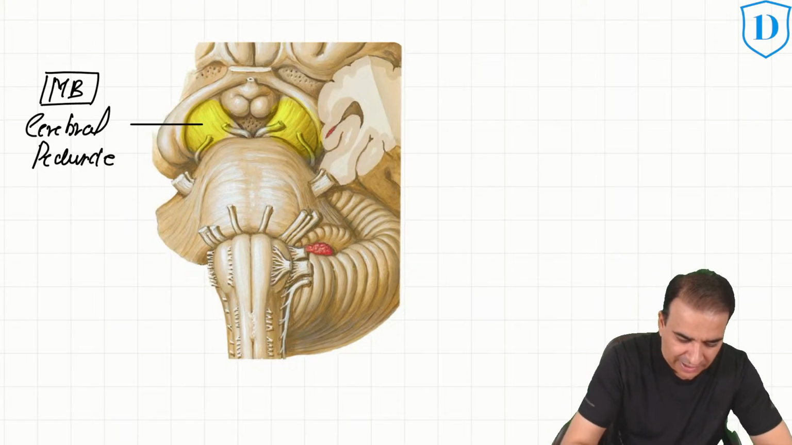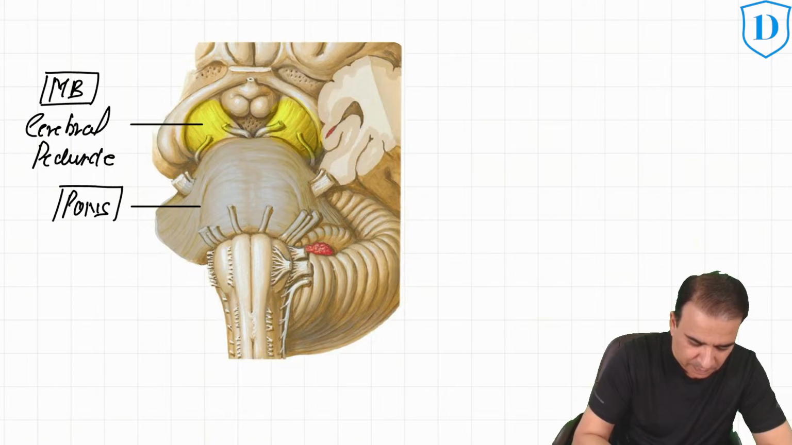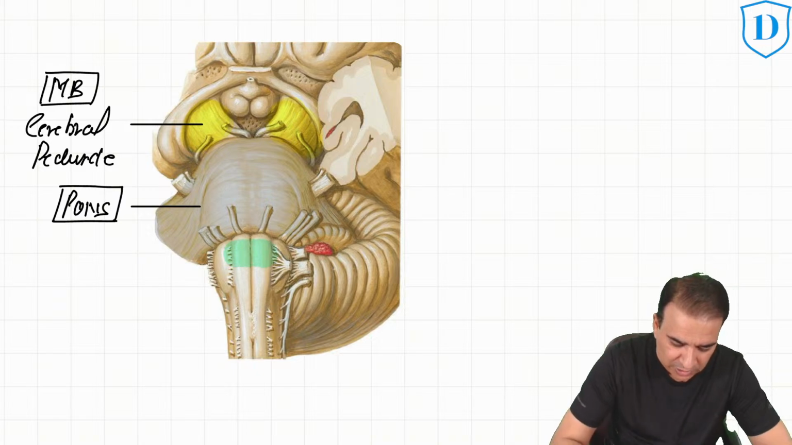The second highlighted area that I'm showing you here is the pons. This whole thing is the pons. And then finally, the third area which I'm highlighting for you, this whole thing is the medulla oblongata.